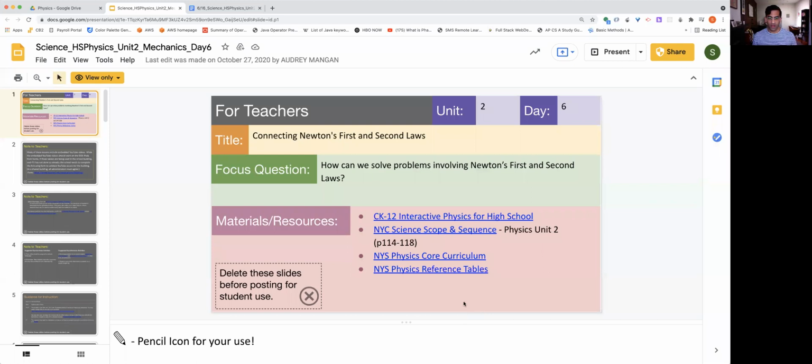Today we're going to talk about Newton's three laws and how to use them. So the title of this lesson is Connecting Newton's First and Second Laws. And the focus question is, how can we solve problems involving Newton's first and second laws? So they have a simulation for you to take a look at here, but also they have some simple setups for you to practice using the first and second laws at the beginning.